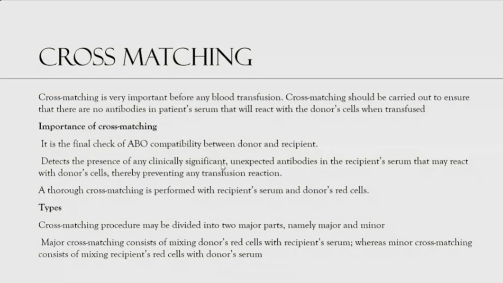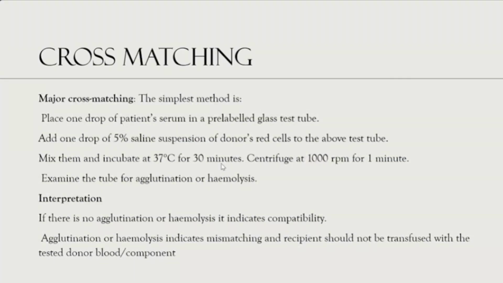So we have types of cross-match. We have a major and a minor cross-match. So a major cross-match consists of mixing the donor red blood cells with the recipient serum. So here we mix the donor red blood cells with the recipient serum. Whereas in the minor, we are going to mix the recipient's red cells with the donor's serum. So the reverse occurs. The major cross-match is the simplest method we can use.